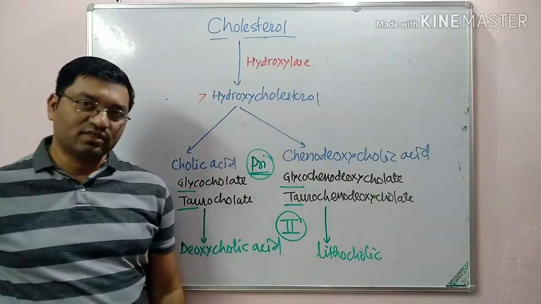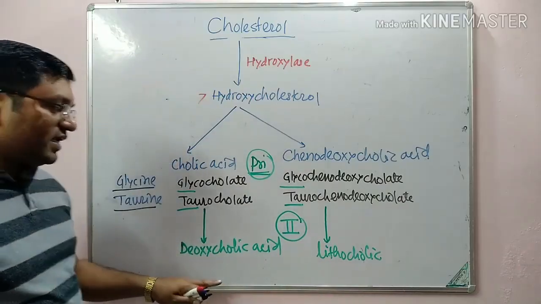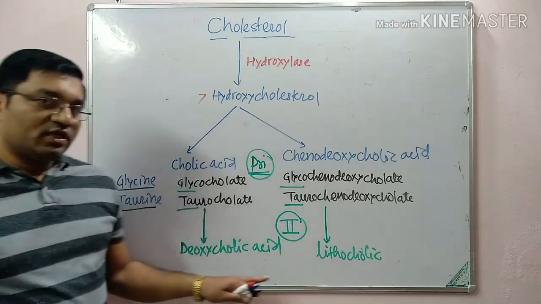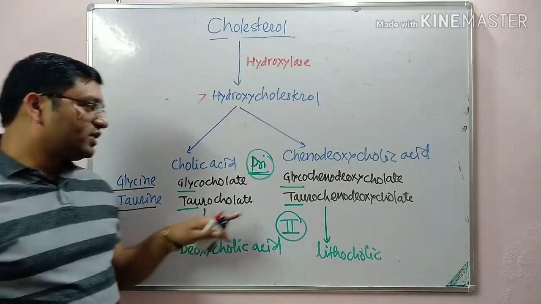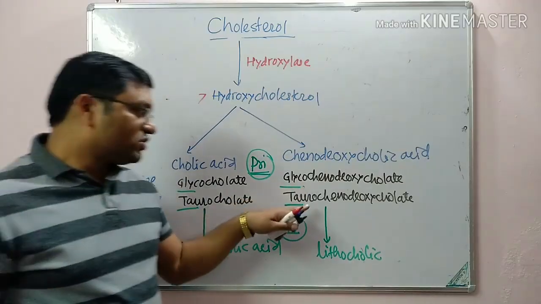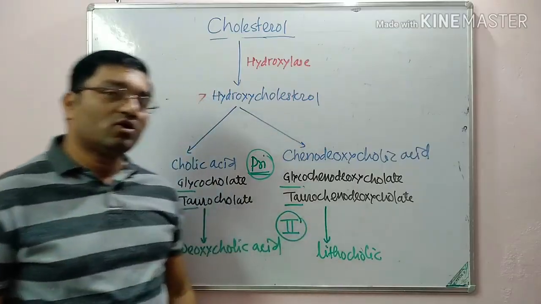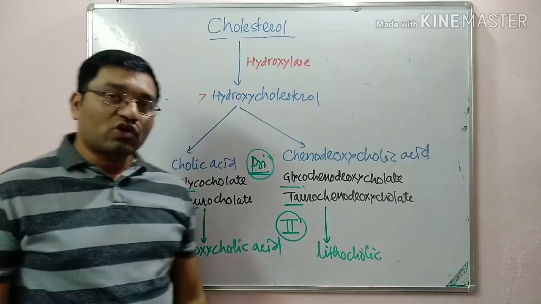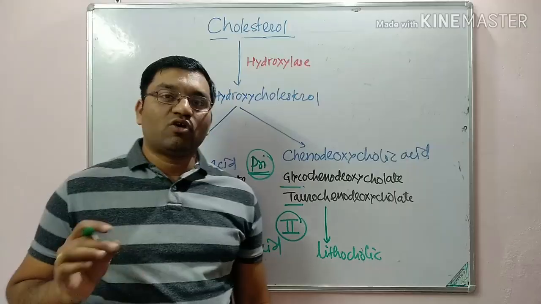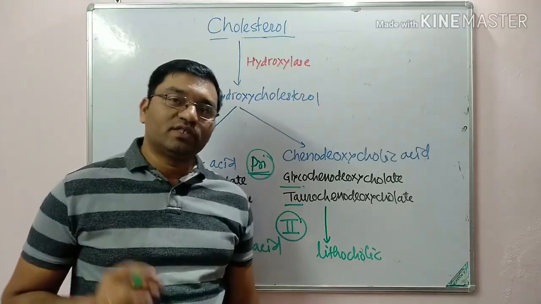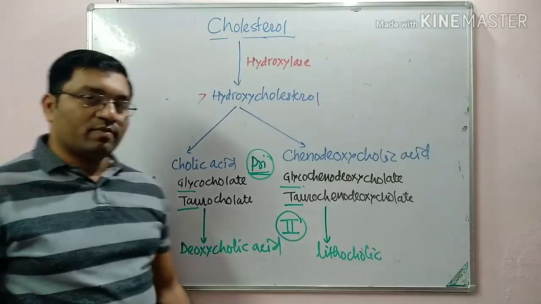An important function of bile acids in our body is that they form the bile salts, that is, the sodium and potassium salts of glycocholate, taurocholate, glycochenodeoxycholate and taurochenodeoxycholate. They form the bile salts, and bile salts help in the digestion and absorption of lipid. So it is an important function of bile salt in our body.